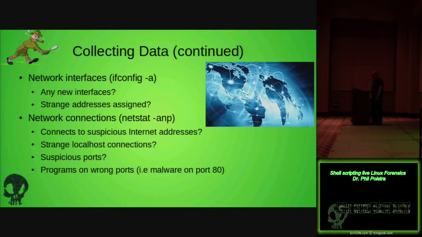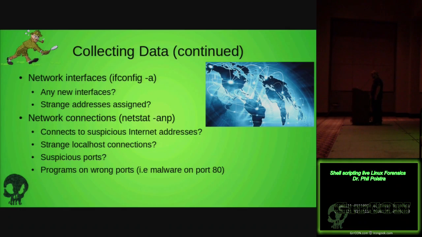Other things you want to collect. What network interfaces are on this machine? You can do an ifconfig -a, and you can say, are there any new interfaces? Are there any strange addresses being assigned to my interfaces? What are the network connections like? You can run netstat -anp, and you can check for suspicious internet addresses that are being connected to. It's like, hey, I'm here in Grand Rapids, and my machine's talking to Russia a lot. Shouldn't be doing that.